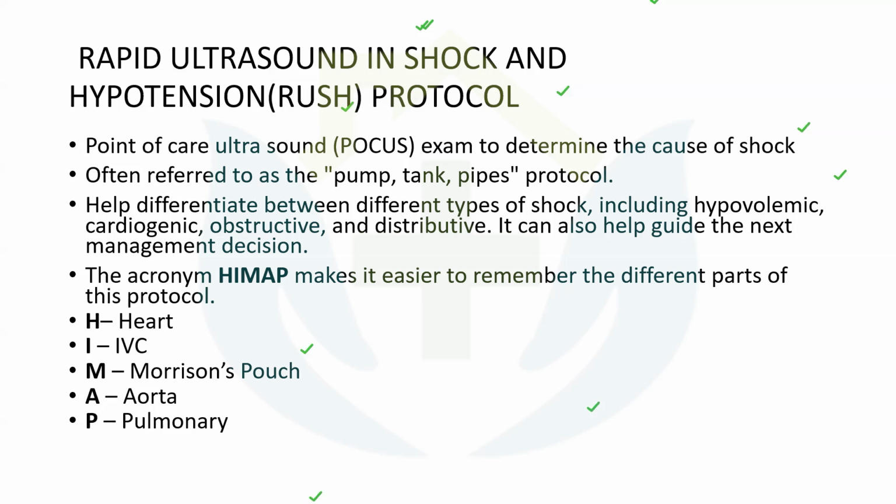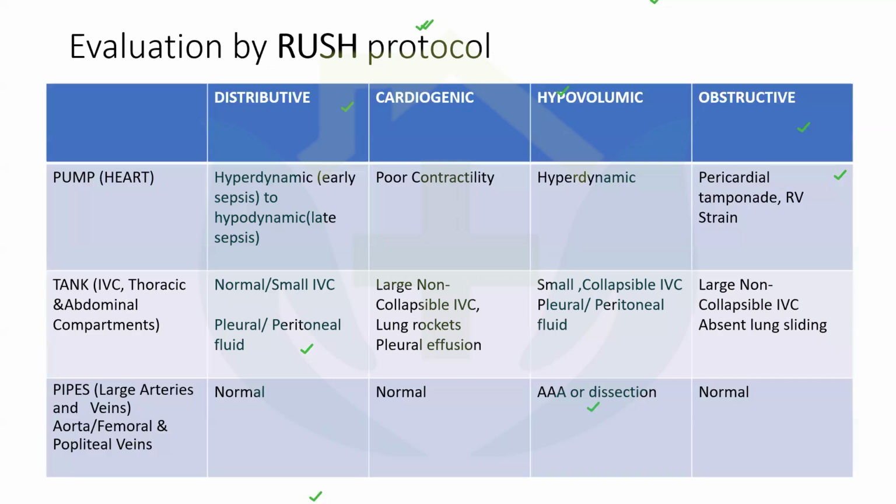It also helps guide the next management decision. The acronym HIMAP makes it easier to remember the different parts of this protocol. H means heart, I for IVC, M for Morrison pouch, A is aorta, and P for pulmonary. Now, what happens in each step?